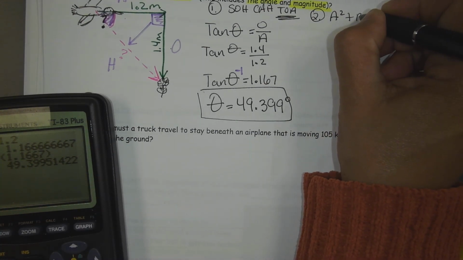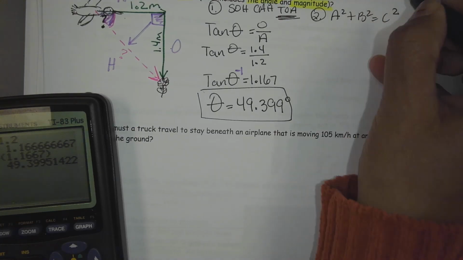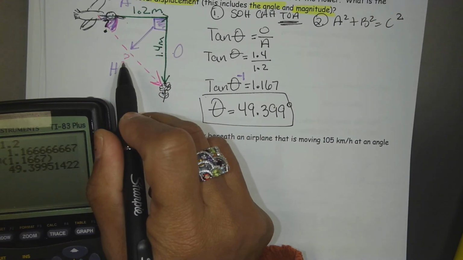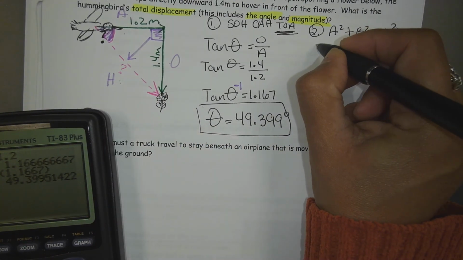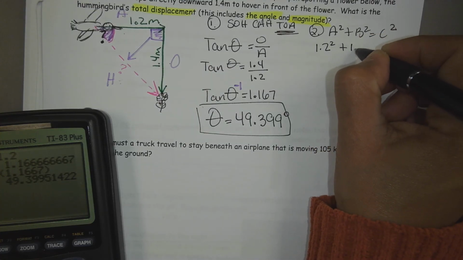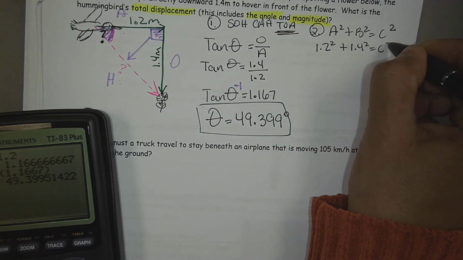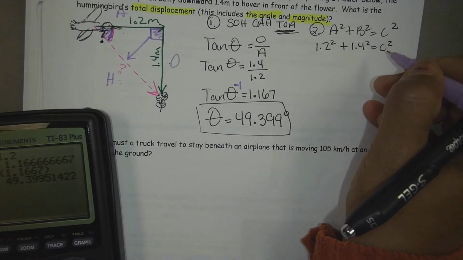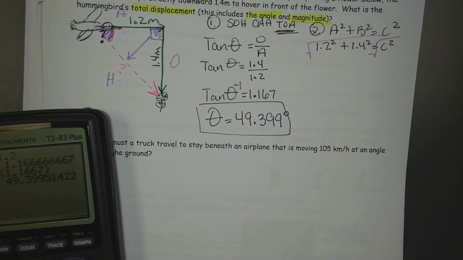A squared plus B squared equals C squared. Is this my C squared? Yeah, it's my hypotenuse. So 1.2 squared plus 1.4 squared equals C squared. Please don't forget to square root at the end.